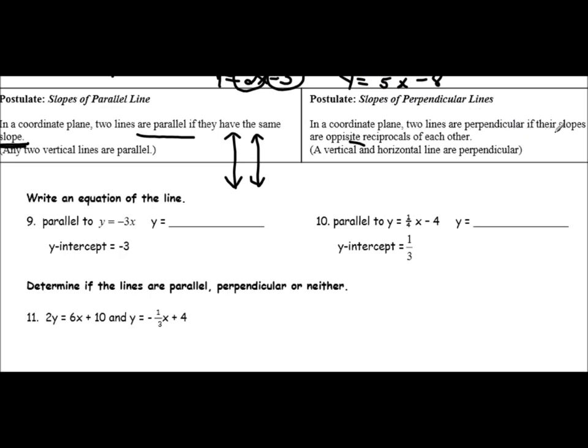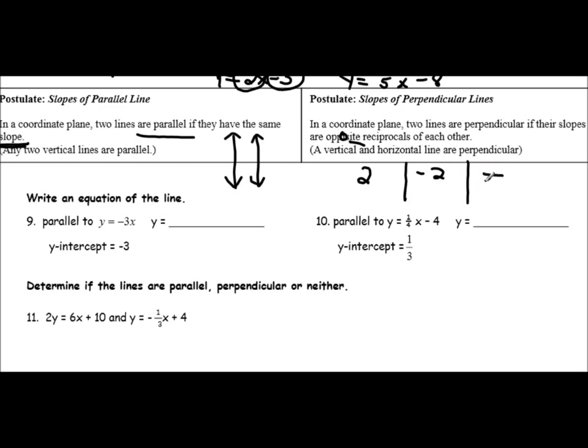Perpendicular lines are perpendicular if their slopes are opposite reciprocals of each other. So what that means is, if I have a slope of 2, opposite would be a -2, and reciprocal would be flipping it.